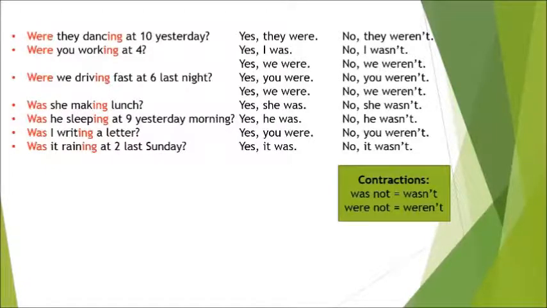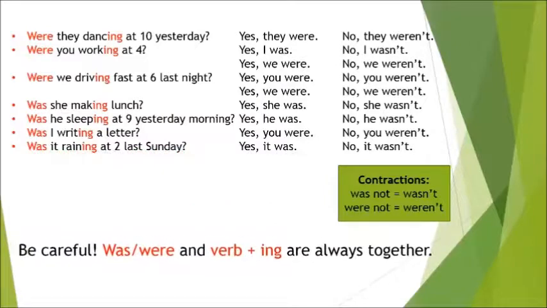Was not is the full form. Wasn't is the contraction. Were not is the full form. Weren't is the contraction. You can say, no, they weren't, or no, they were not. No, I wasn't, or no, I was not. No, we weren't, or no, we were not, and so on. I repeat again, please be careful. Was or were and verb plus ing are always together.